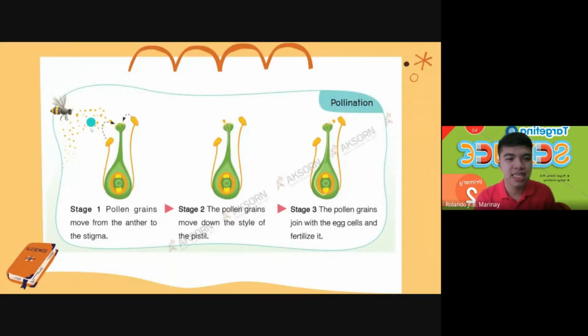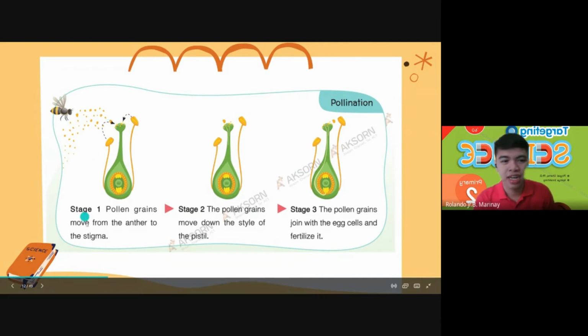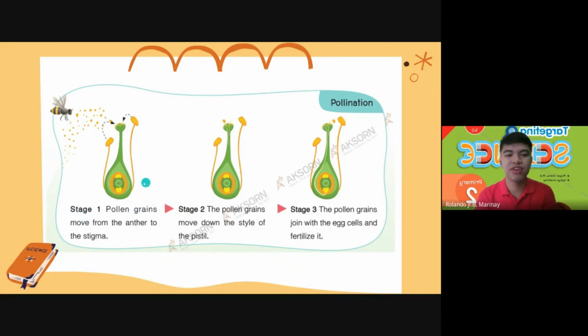Okay, this is called the process of pollination. In stage one, the pollen grains move from the anther to the stigma. This is the anther. It is on top of the filament, and it has pollen grains. The bees will fly and eat from the flower, right? And then on their feet there will be pollen grains. They will carry pollen grains and fly to other flowers. The pollen grains will fall onto the stigma, and then go down to the ovary.